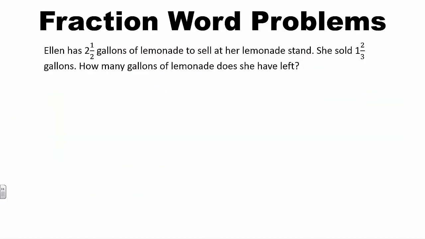Let's look at some word problems with fraction addition and subtraction. Ellen has 2 1/2 gallons of lemonade to sell at her lemonade stand. She sold 1 2/3 gallons. How many gallons of lemonade does she have left? We need to subtract 2 1/2 minus 1 2/3 to find the amount of lemonade that Ellen has left.